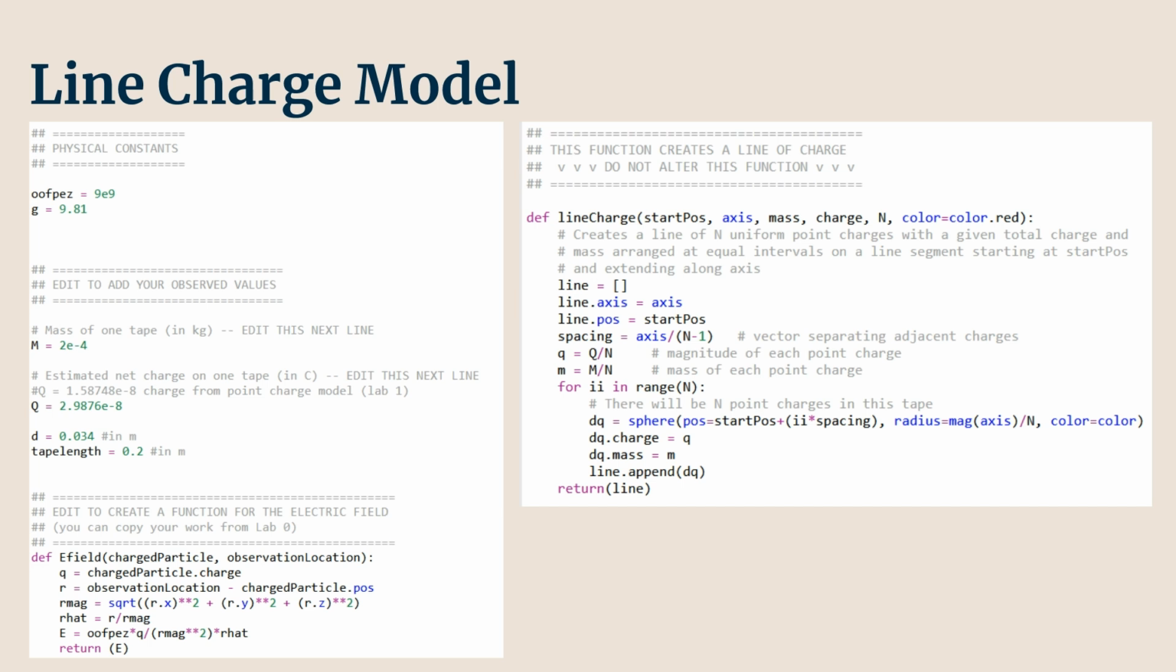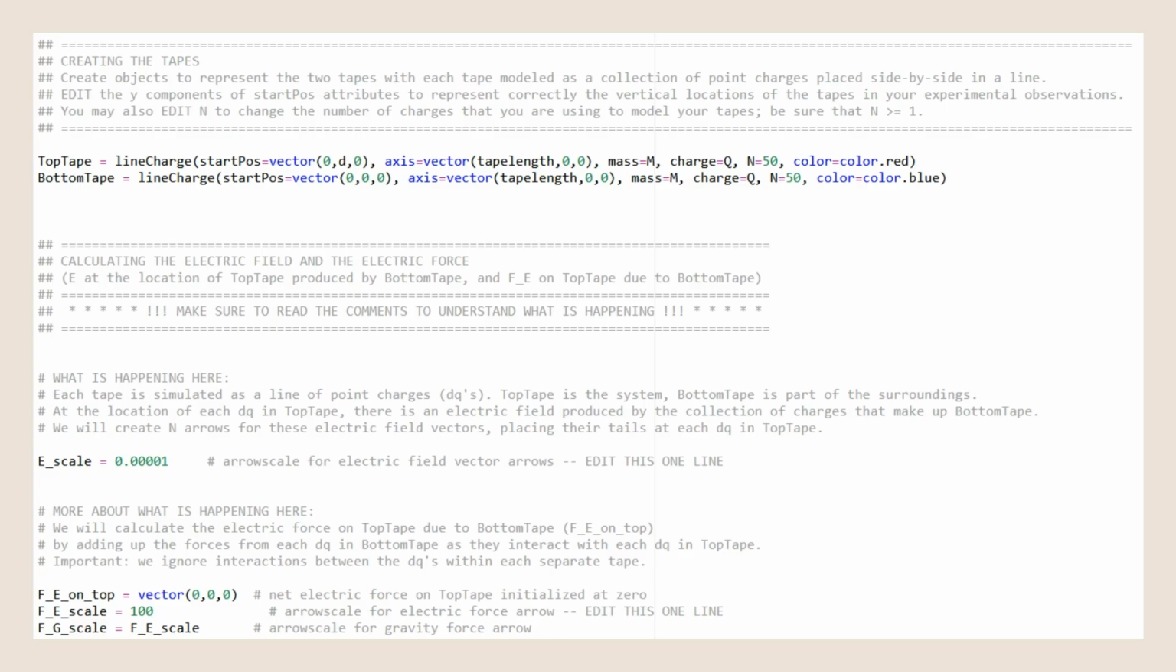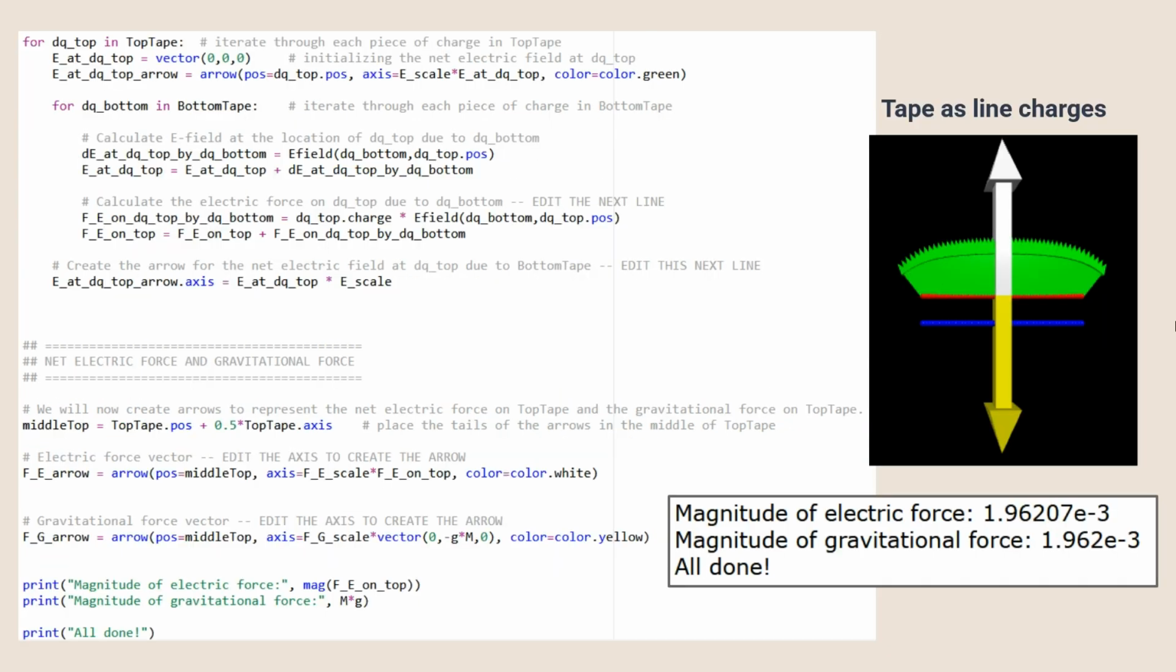Here is the code for the line charge model. The initial conditions are the same, and the E field code was taken from Lab 0. The function we see on the right is given to us in the starter code, where we are breaking the tape up into n segments. The n value I chose was 50, and through this function we define the tapes as a rod of point charges. This is just the code for creating the model given to us by the starter code.